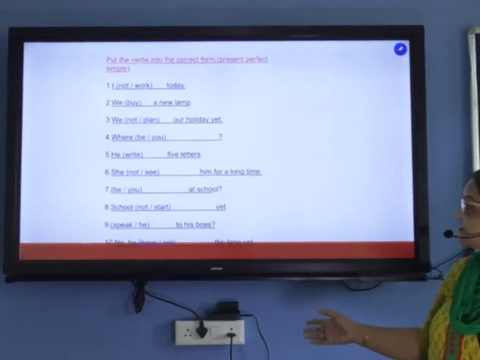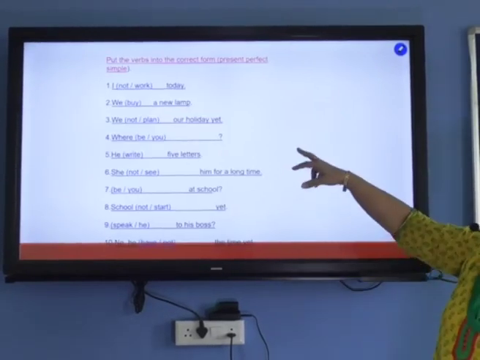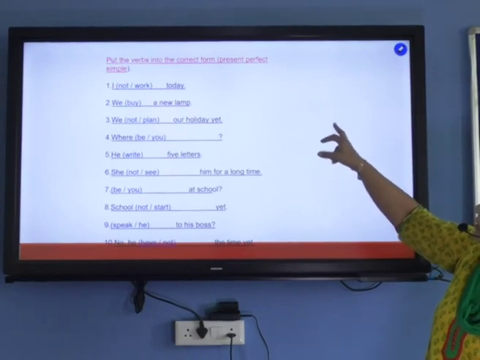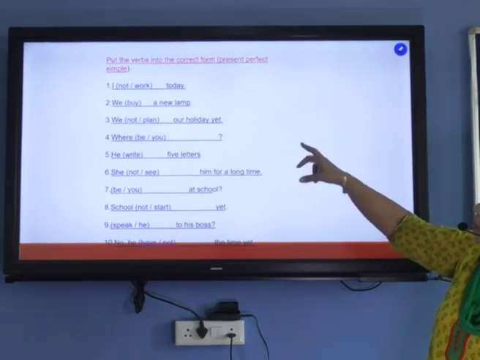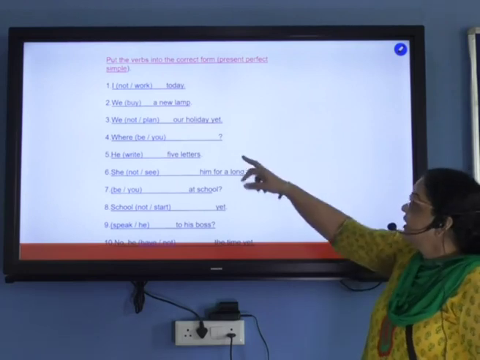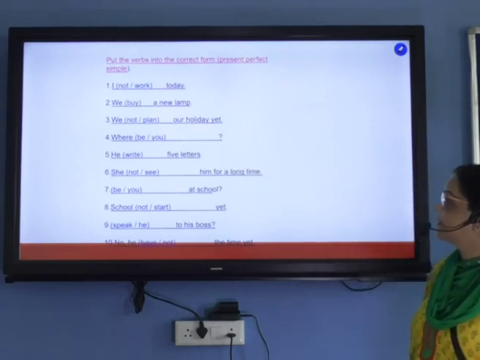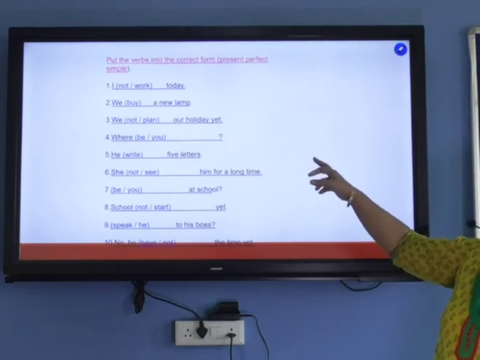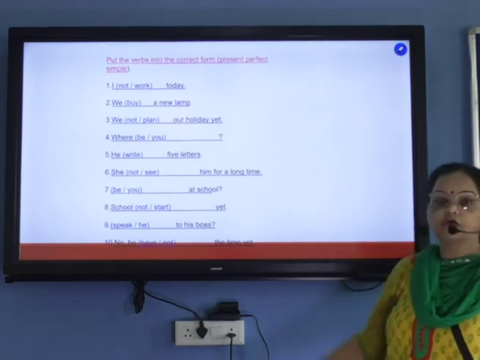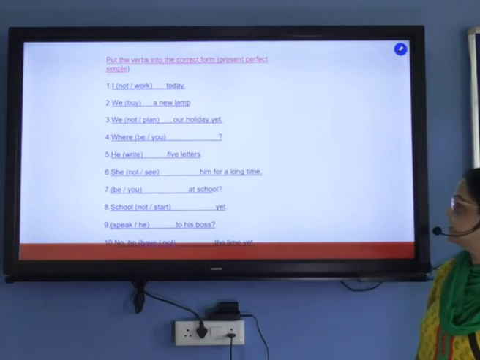Now these are the practice. You can do it. You have to use present perfect tense. I have not worked today. We have bought a new lamp. We have not planned our holiday yet. Like this, you can complete the sentences.